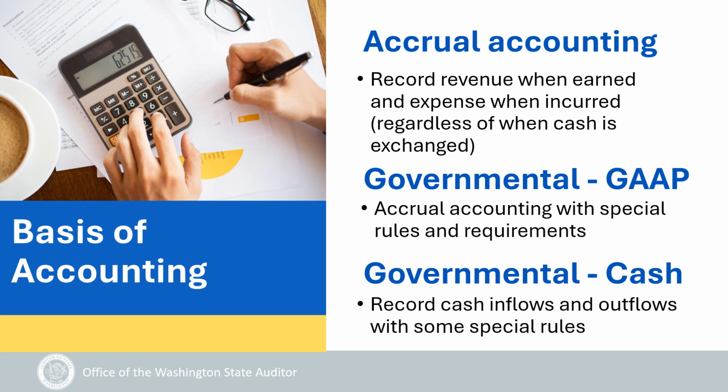Then we have governmental accounting. In Washington State, there are 2 bases of accounting that local governments can choose from. One is GAAP, which means Generally Accepted Accounting Principles. This is accrual accounting with some additional special rules, and we have a separate training on governmental GAAP accounting. The second is cash basis, which is basically what it sounds like. Transactions are recorded when the cash is received or dispersed with some special rules. This is going to be the focus of our training. We will spend some time covering the basics of cash basis accounting and those special rules.